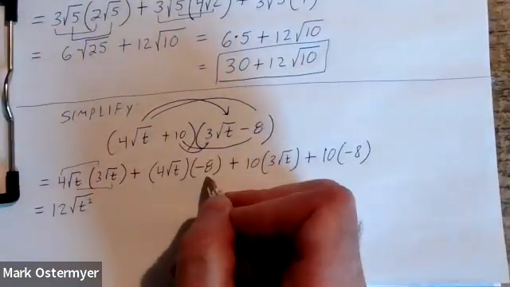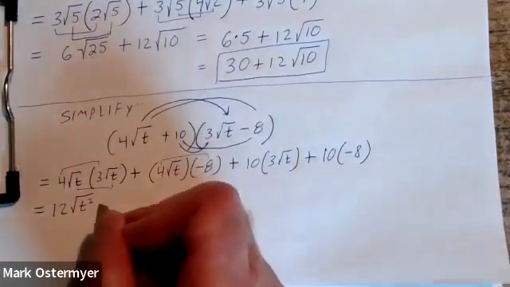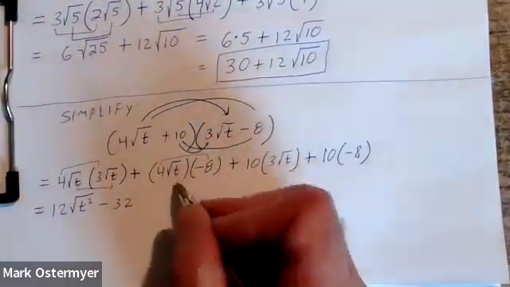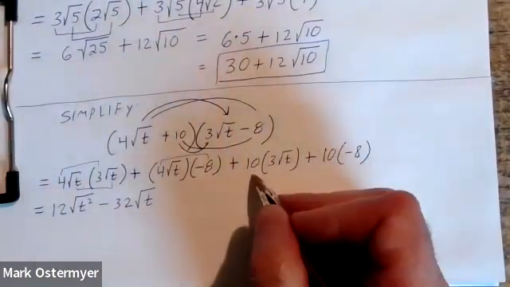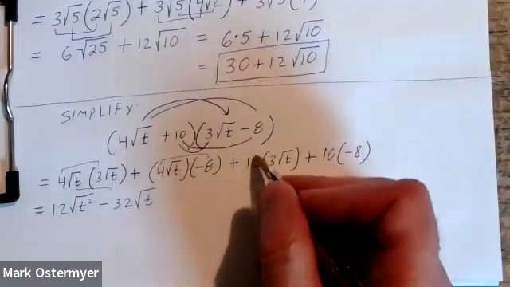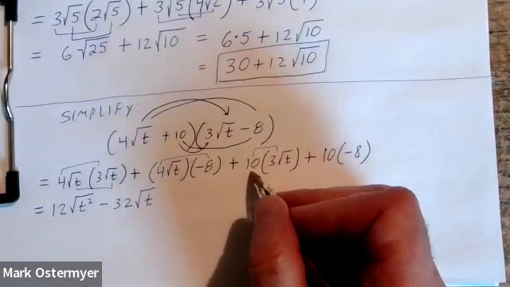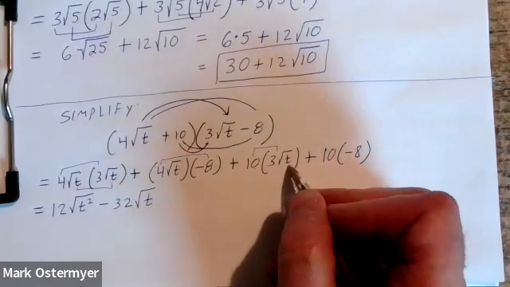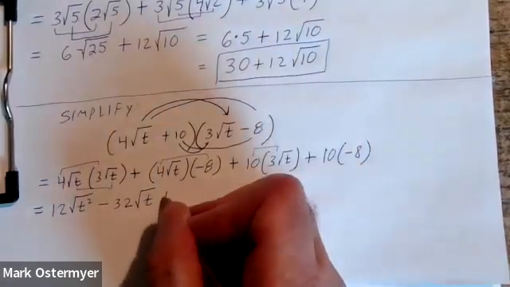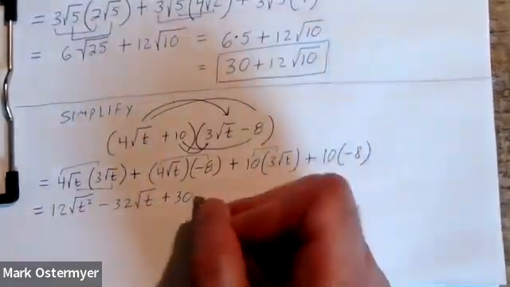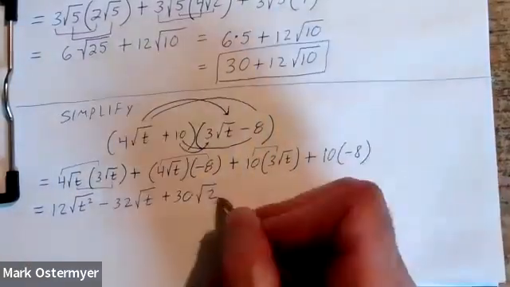4 square root of t multiplied by negative 8. 4 times a negative 8 will net us a minus 32. And then we have the square root of t. 10 multiplied by 3 square root of 2, 10 times 3. You cannot multiply 10 by 2 because 2 is underneath the square root and 10 is not. You can multiply the 10 and the 3 together. 10 times 3 is 30 times the square root of 2. Finally, 10 times a negative 8 is minus 80.